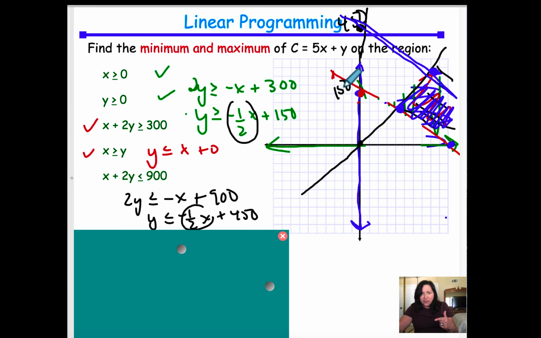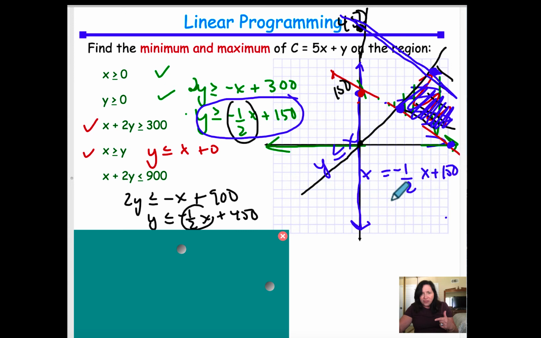So for this one here, the 150, that's this equation here, and this line here, which is my y is equal to x, or y is less than or equal to x. So if they're both equal to y, I would set those equal to each other. What would I say? I would say x is equal to negative 1/2 x plus 150, and I'm going to move this over. Let's see here, 150.